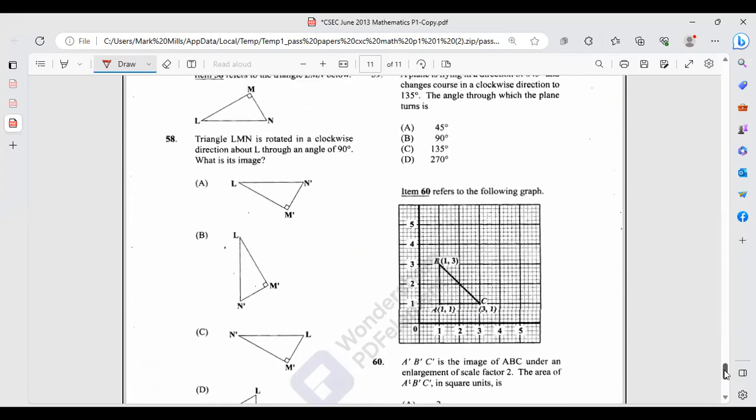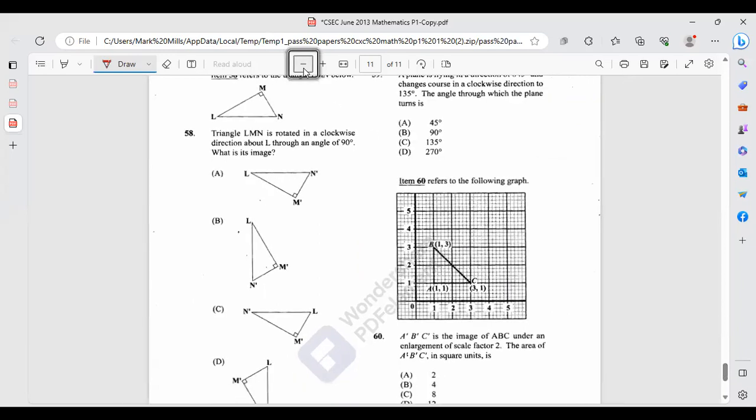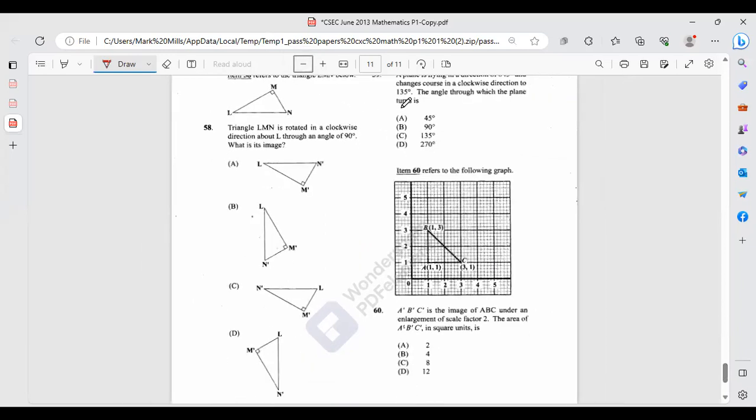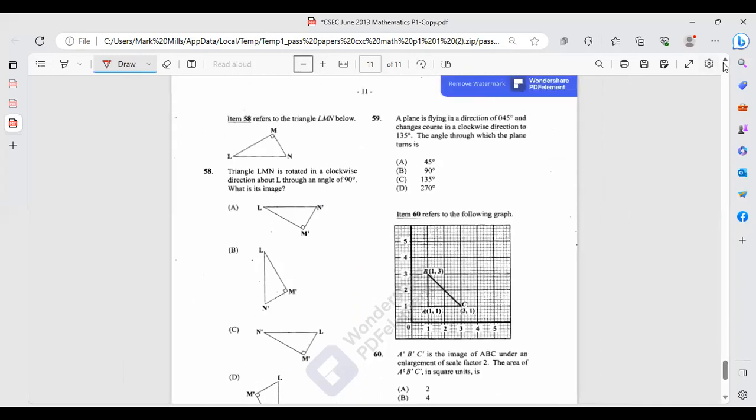Number 58. Okay, so this is the question. They gave me a triangle, right? The triangle is rotated in a clockwise direction about L through 90 degrees. So they say clockwise, meaning you're going clockwise. Rotate this one 90 degrees.